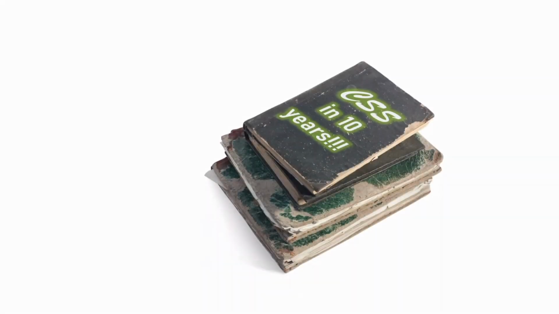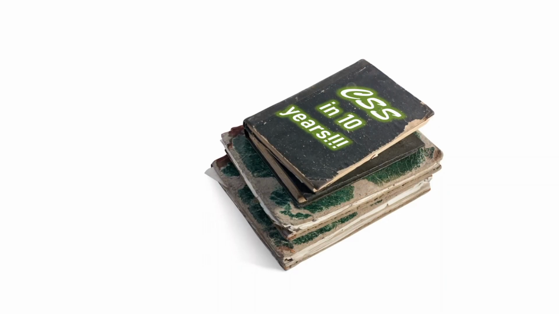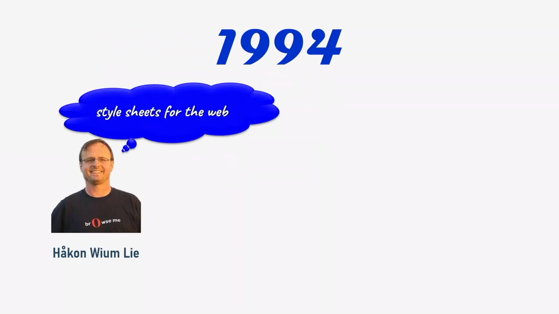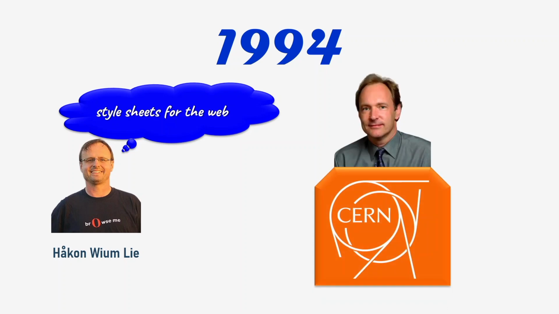CSS has a long history dating back to the early days of the web. Here is a brief overview of some of the key milestones. In 1994, Håkon William Lie proposed the concept of style sheets for the web while working at CERN with Tim Berners-Lee, the inventor of the World Wide Web.